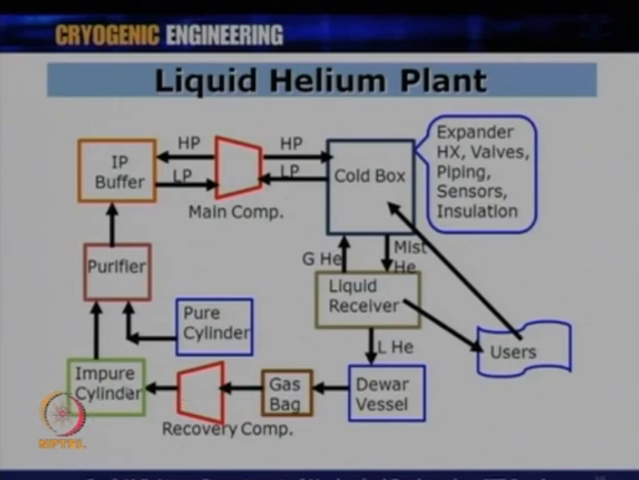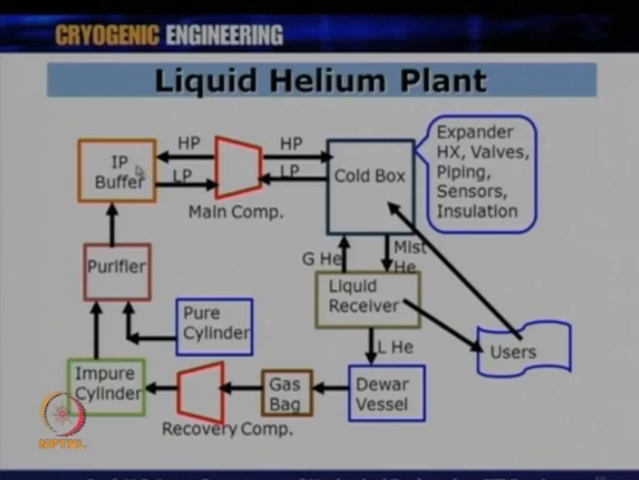Now, this impure gas stored in the impure cylinder has to be first purified, and the pure cylinder gas also sometimes needs some purification. Purification is very important because you have to remove all the possible contaminants like air, moisture, carbon dioxide, etc. from this gas. So, the purifier will purify the gas and then it will go to an intermediate pressure buffer and be stored at this point, and from here the gas will be supplied to the main compressor and the cycle continues.